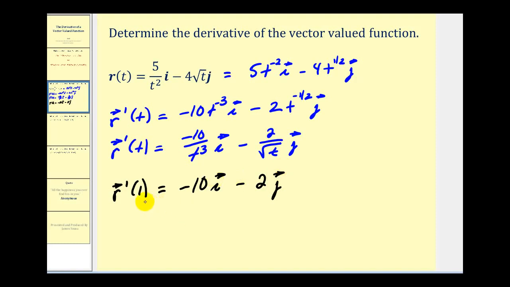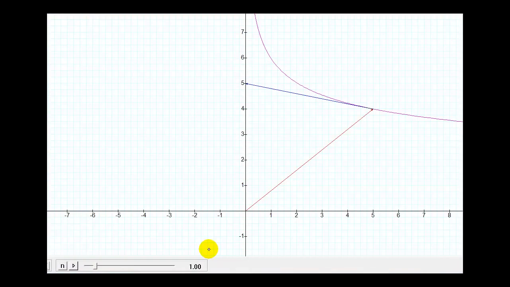Before we take a look at this graphically, remember that this means the initial point of this vector would be at the origin. So this vector is in component form. But what we're going to do is actually move this vector to the point on the curve when t is equal to 1 to get a better feel for this tangent vector. So what I mean by that is this.